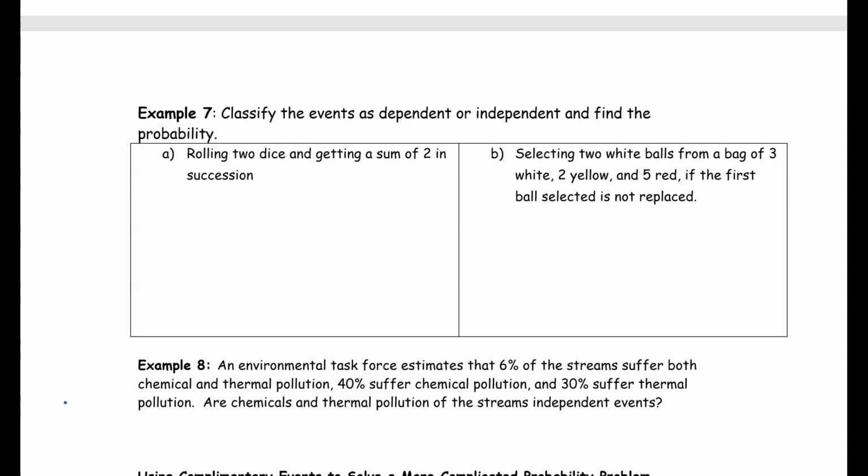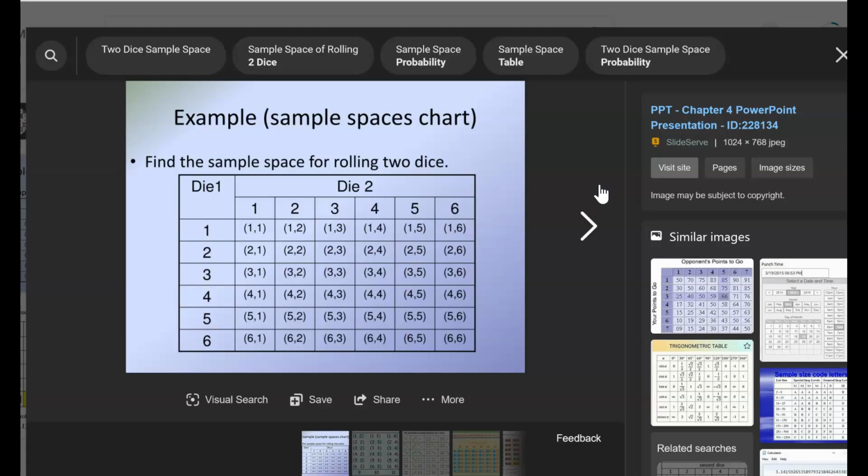And I'll go ahead and send you guys a nice little sheet, or actually you could even just Google what it looks like when you roll 2 dice. And you know what? I'll go ahead and do that right now so you can see. Okay, so I just Googled sample space for rolling 2 dice and I got this nice chart. So basically all of the outcomes where you see the parentheses look like ordered pairs. These are all the possibilities. So there's 36 different possibilities. There's 6 by 6, so 36 total.